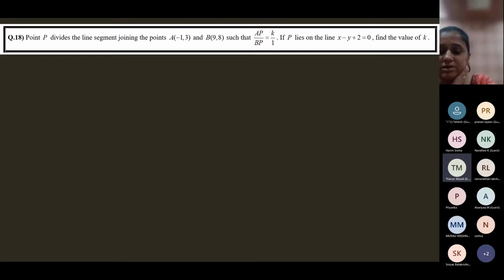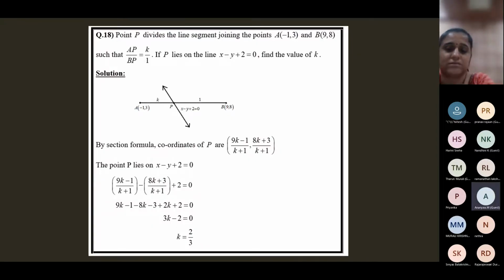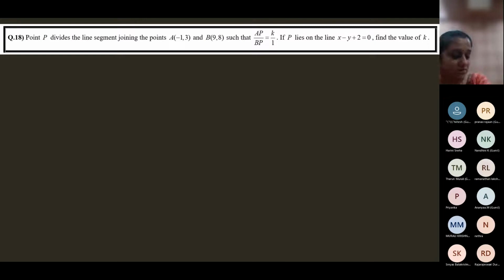Please try. I got 2/3, ma'am. Andini and Ananya get 2/3 for this. The value of k is 2/3. Yeah, right. Correct. Even I've got the same answer. Good.